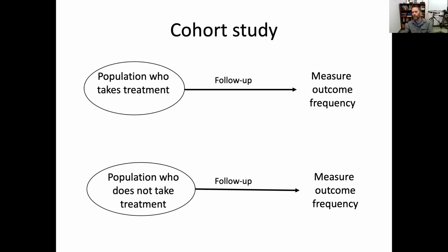Was there a question? Or did somebody just unmute themselves accidentally? All right.